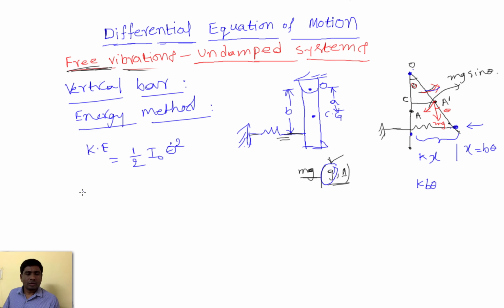Potential energy of the spring equals, it's a stretching, so it's positive. So what is the potential energy of the spring? That is half into k into x square. X is b into theta, so half k into (b theta) square. And what is the potential energy of the mass?